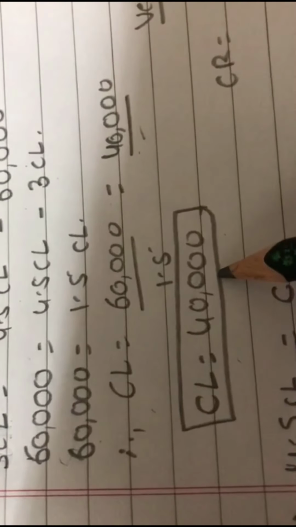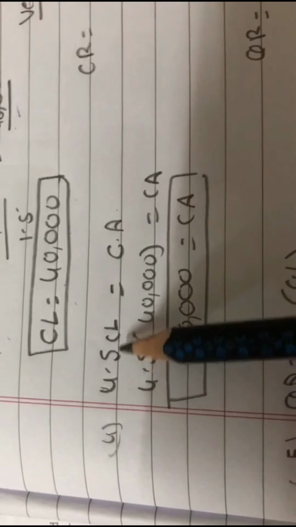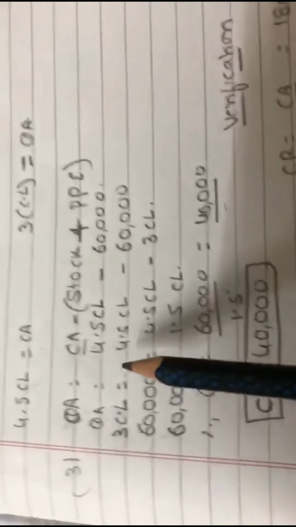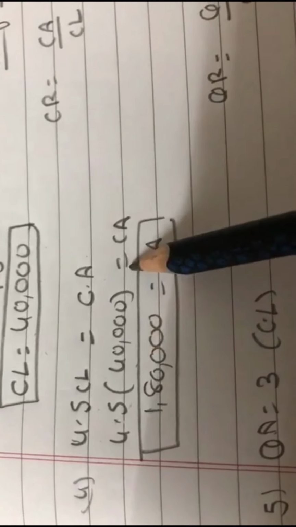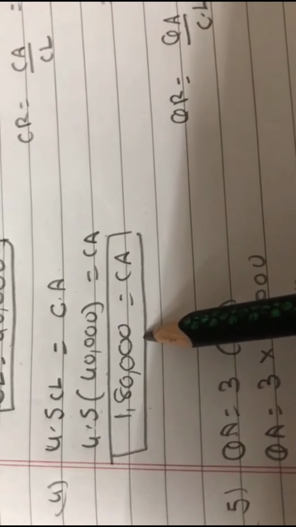So after calculating current liability, 4.5 CL is equal to current assets. This equation we have already got here. See, 4.5 CL is equal to current assets. We have already calculated current liability. So 4.5 into current liability, that is 40,000, is equal to current assets. Therefore, current assets is equal to 1,80,000.